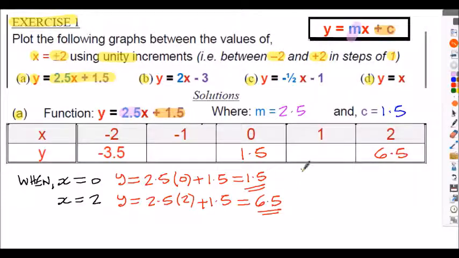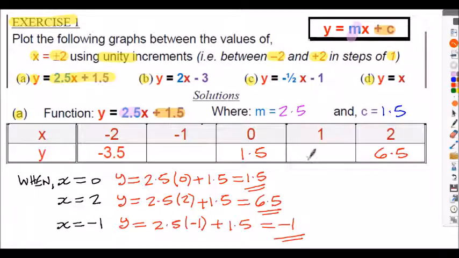I'll evaluate one more coordinate with you. This time when x is equal to negative 1, let's find the value of y. So y is equal to 2.5 multiplied by negative 1 plus my 1.5. So be careful with your BODMAS and your directed numbers here. We've got 2.5 multiplied by negative 1, so that's negative 2.5, and then we're adding 1.5 to that. So that becomes negative 1. So in our table, when x is equal to negative 1, y is also negative 1 in this case.